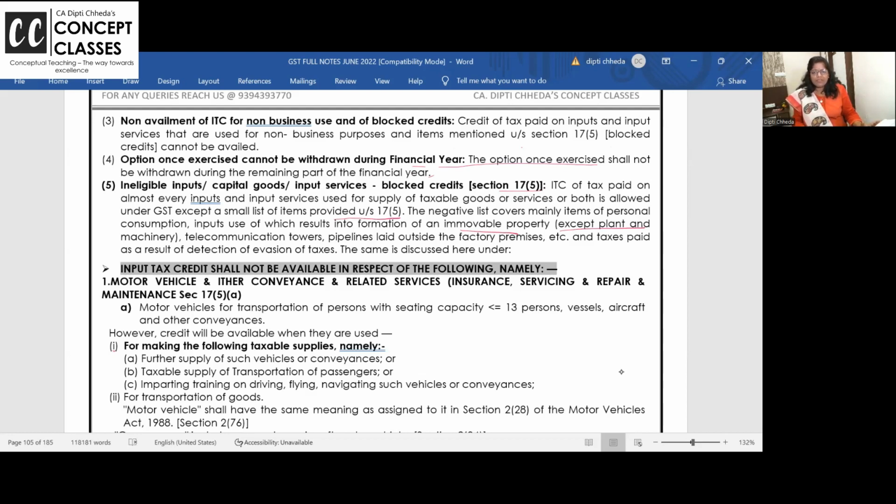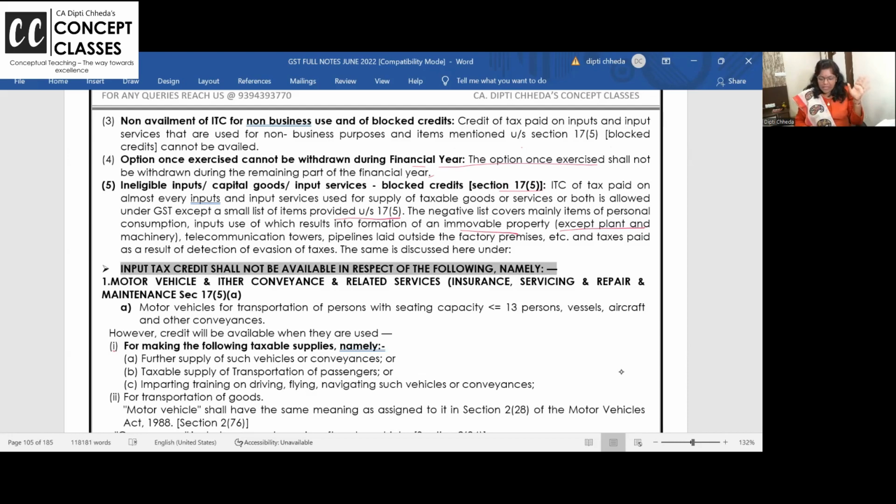Telecommunication towers, if you are into that, pipelines laid outside the factory, etc., and taxes paid as a result of evasion of tax. Okay, 3 years back, there was some GST payable. I didn't pay, and some invoices I have suppressed, but now I'm ready to pay the GST along with interest and penalty. Will this GST be allowed as input tax credit? Answer is no.